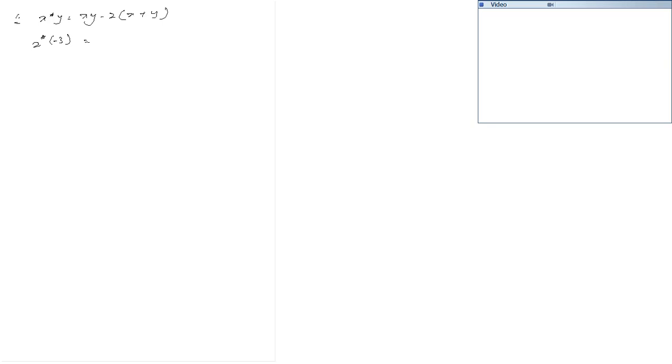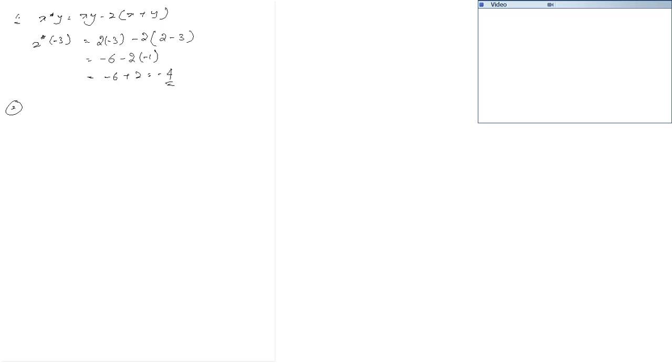2 times minus 3 minus of 2, 2 minus 3. Kitna gaya hai? Minus 6 minus 2 times minus 1. So minus 6 plus 2, which is equal to minus 4. So the answer is minus 4. Okay, got it, Pradeep? Yes, Kalyan. Got it.